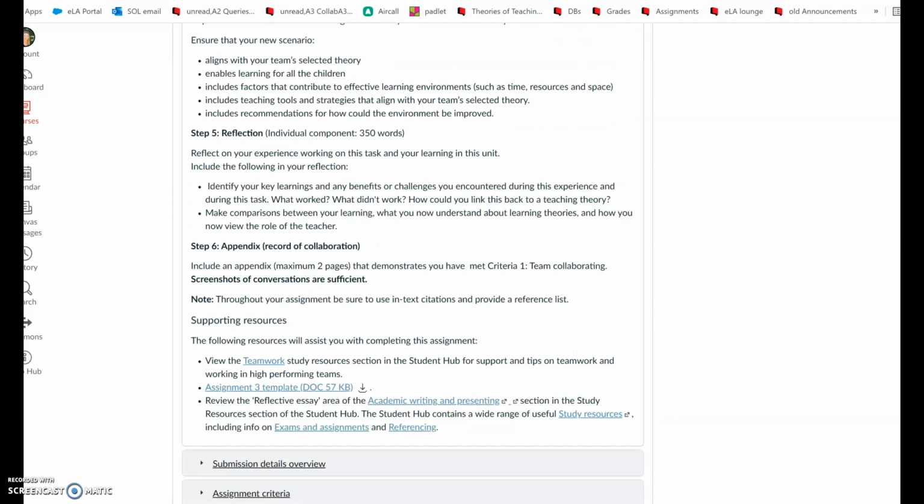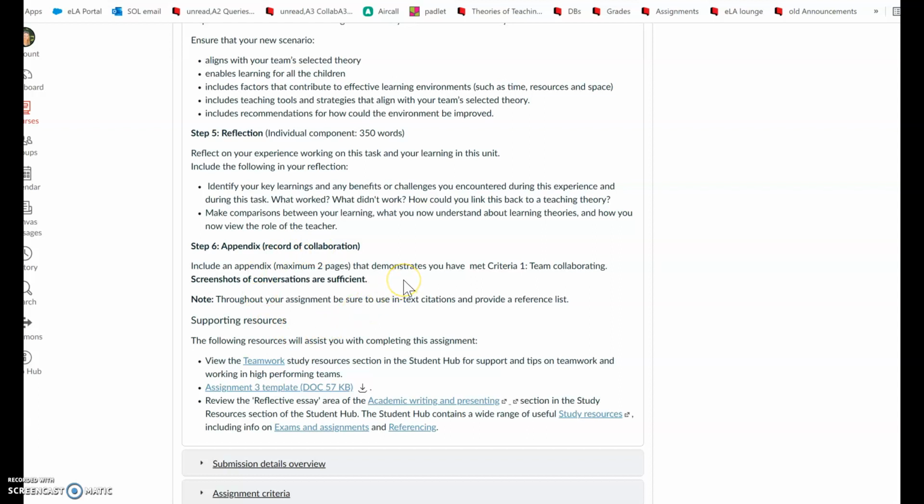So we go through our reflection. This is where you reflect on what you've learned and how you've changed over the unit. You might reflect on the role of the teacher, or on completing this task with your fellow students. And then in step 6, you're going to do your record of collaboration.